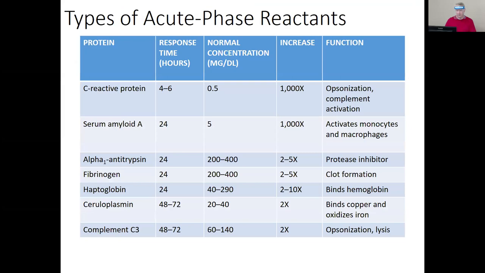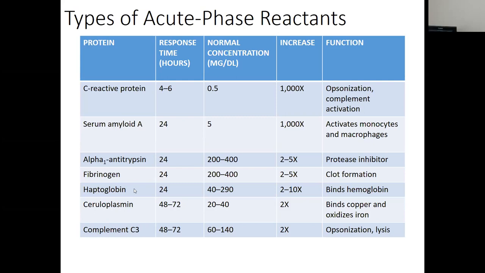So here are our acute phase reactants from our text. C-reactive protein is sitting here at the top. We get a 4 to 6 hour response. Their normal concentration is 0.5 milligrams per deciliter. If you're having trouble with those units, I'll help you out a little bit. And then they can increase 1,000 times. So we go from 0.5, what's 1,000 times 0.5? Somebody's good at math. I'm trying to find my dilution people, I'm going to rely on them in a couple of weeks. 500. I like it. Yeah.